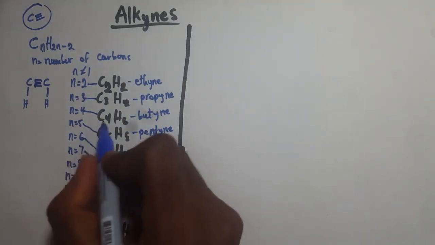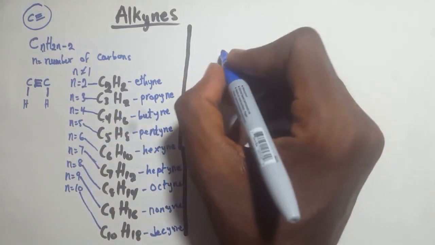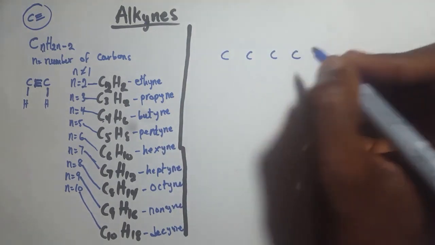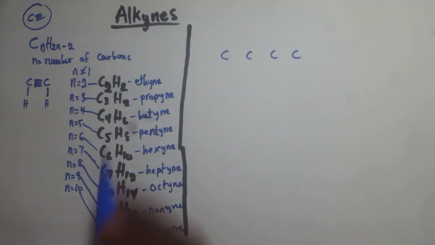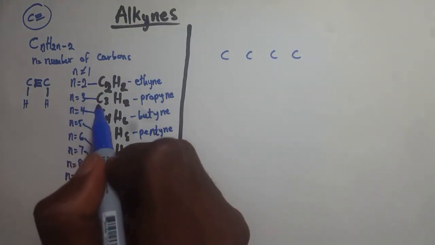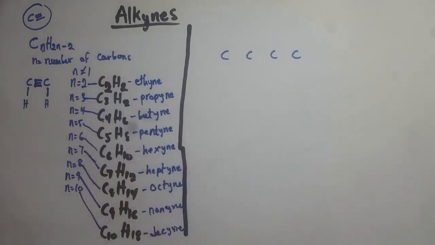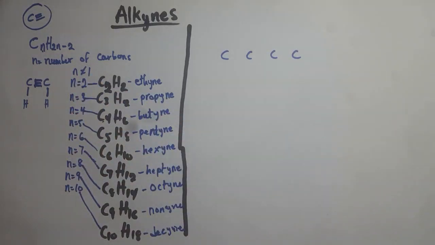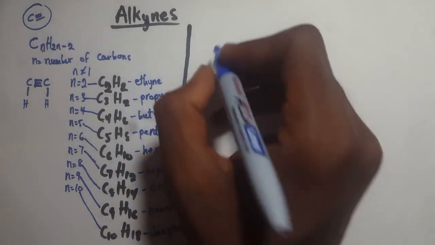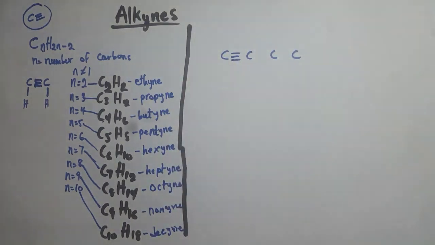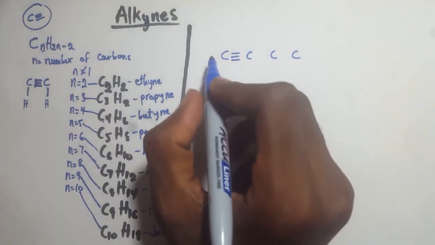So butyne is C4H6. So we are going to have 4 atoms of carbon: 1, 2, 3, 4. Now, since alkynes have triple bonds, it means that the triple bond is going to be located somewhere. So let's say I want to put the triple bond here: 1, 2, 3. Yes. Now we know that every carbon should bond to 4 electrons.